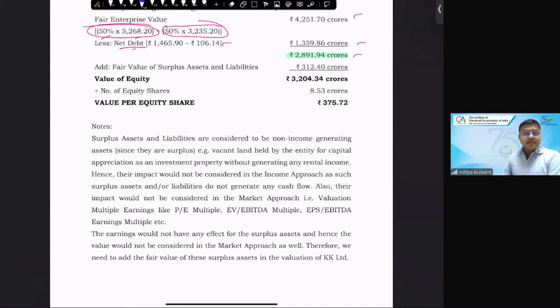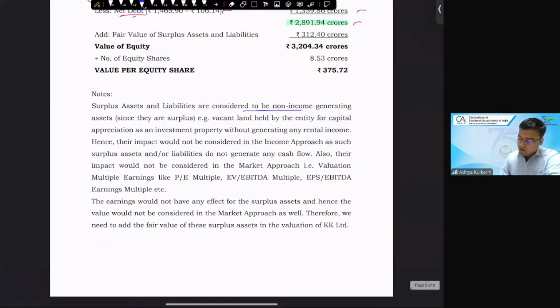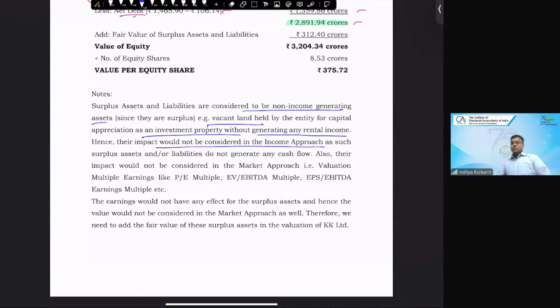So what are surplus assets and liabilities from a valuation perspective? These are considered to be non-income generating assets. Example, vacant land held by the entity for capital appreciation as an investment property without generating any rental income. Hence, their impact should not be considered in the income approach as well. As such, surplus assets and or liabilities do not generate any cash. Did you understand the meaning of surplus assets and liabilities? Yes?